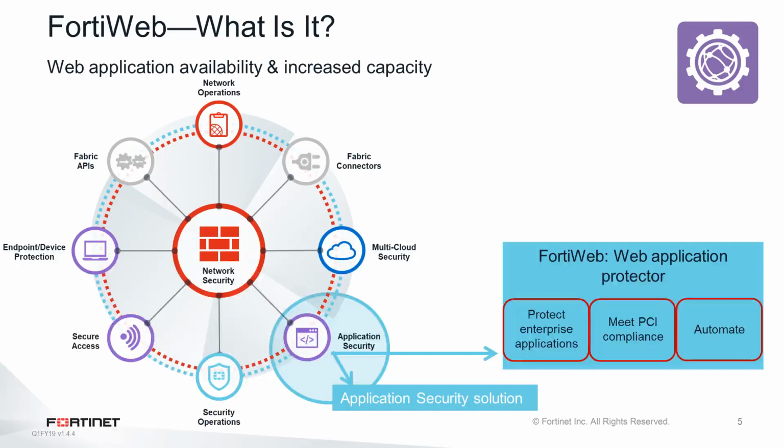FortiWeb is an integral part of the security fabric. But what is it, and what are its features? FortiWeb is a web application firewall that protects business-critical web applications from attacks that target known and unknown vulnerabilities. Like FortiADC and FortiMail, FortiWeb is a part of the application security solution. The principal use cases for FortiWeb are to protect enterprise applications, to meet PCI compliance, and to automate the detection and remediation of cyber attacks and breaches to ensure that they are neutralized expeditiously and that demands on team resources are minimized.